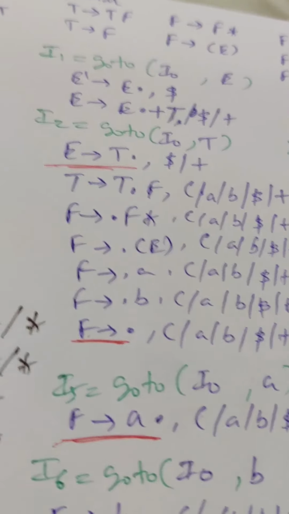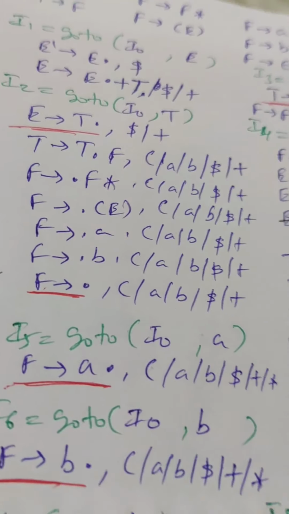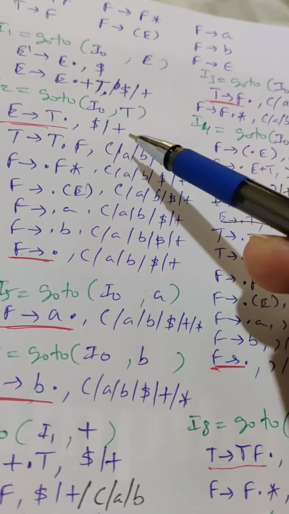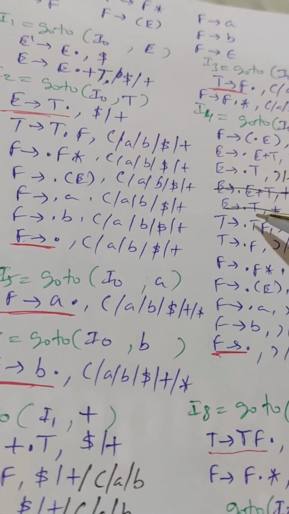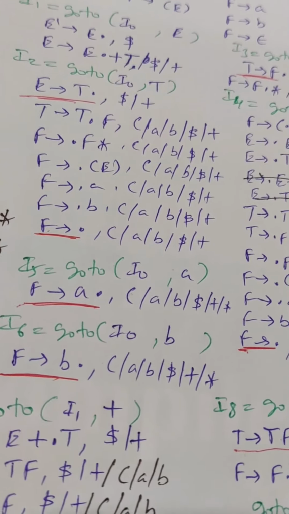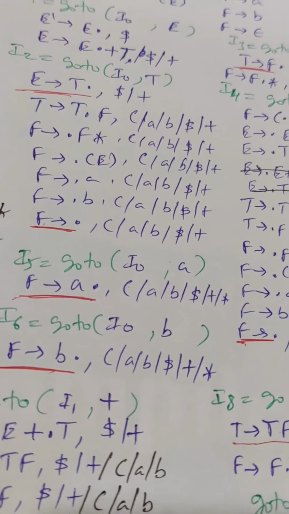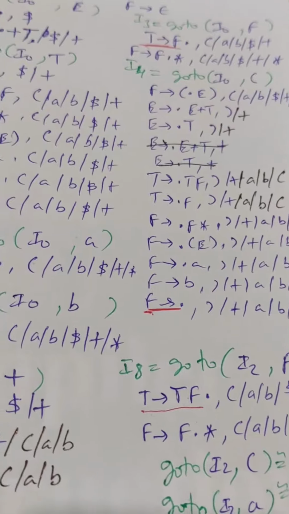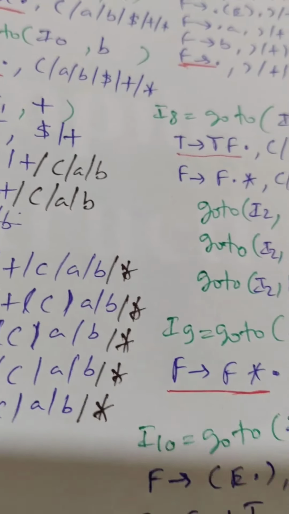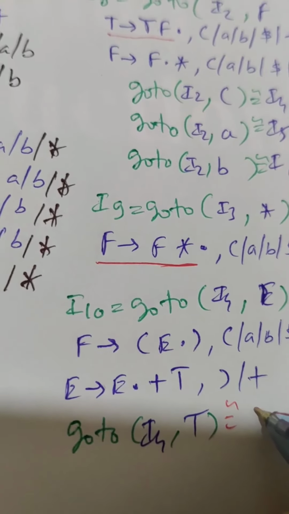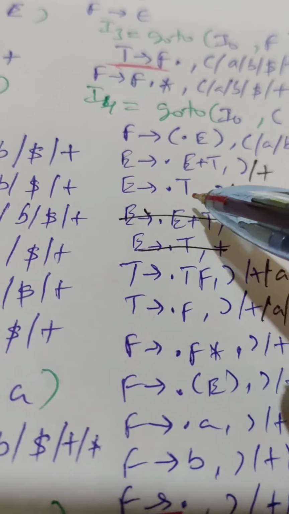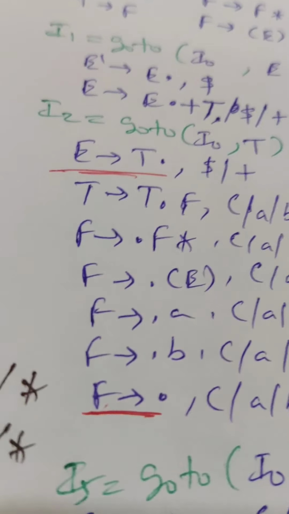Now if you observe, there's already a similar item, I0 comma T. E goes to T dot, with closing bracket and plus here, and there we used dollar and plus. So we again got the same item; this and this item are the same except for the lookaheads. Because it's LALR, in canonical LR we would have taken a separate state, but in LALR we go back and merge the lookaheads. So I'll say here goto of I4 comma T is the same as item number 2, but the lookaheads are a bit different. For E goes to T dot, the lookahead is closing bracket and plus, whereas here it is only dollar and plus.